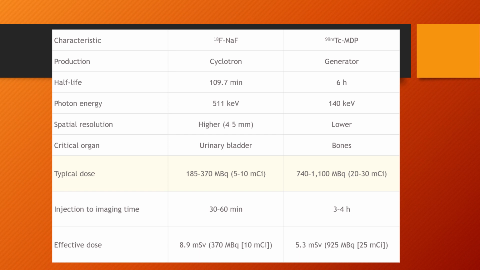Injection to image time is different also. With sodium fluoride, it's about 30 to 60 minutes from the time you inject them to the time you put them on the scanner, whereas MDP really needs to wait 2 to 4 hours, with most people waiting about 3. And then, so the effective dose is much different.